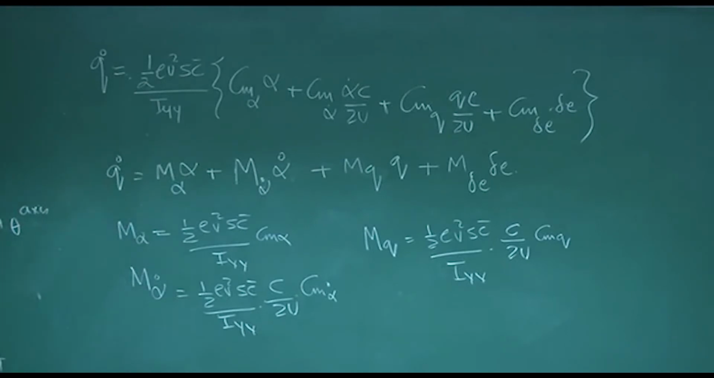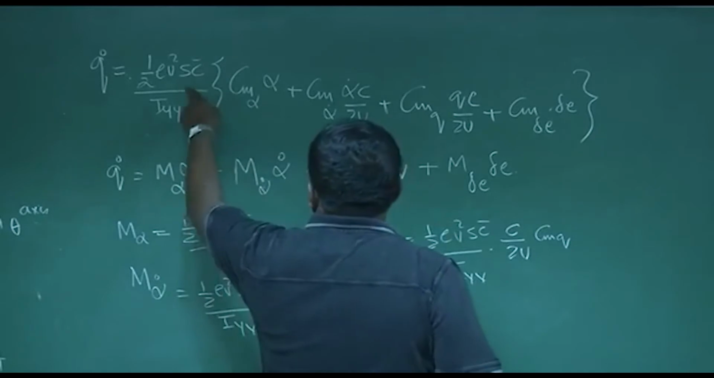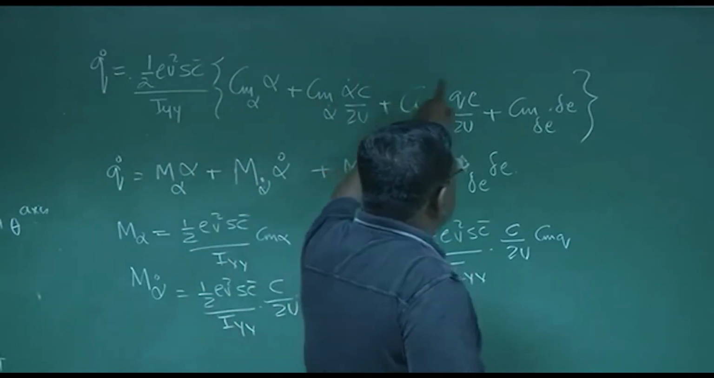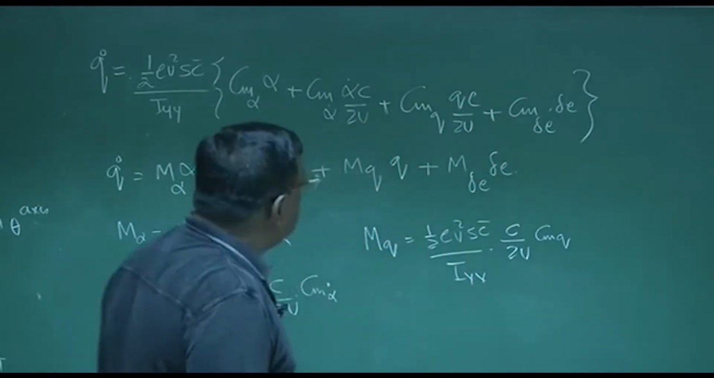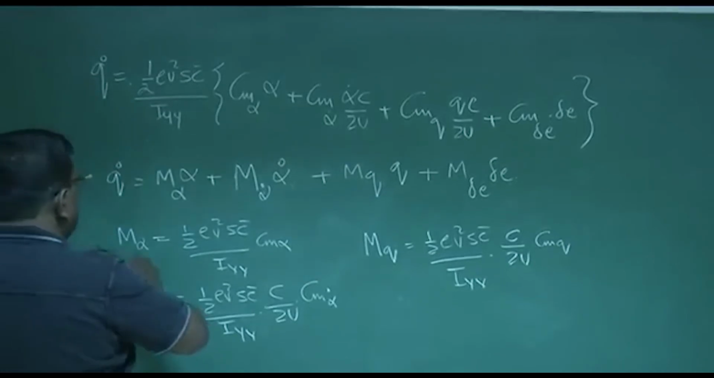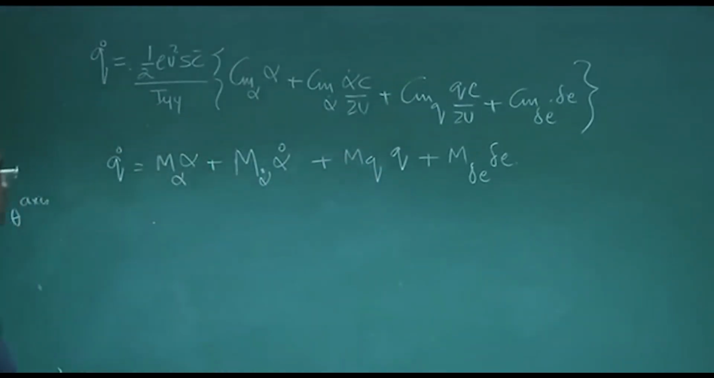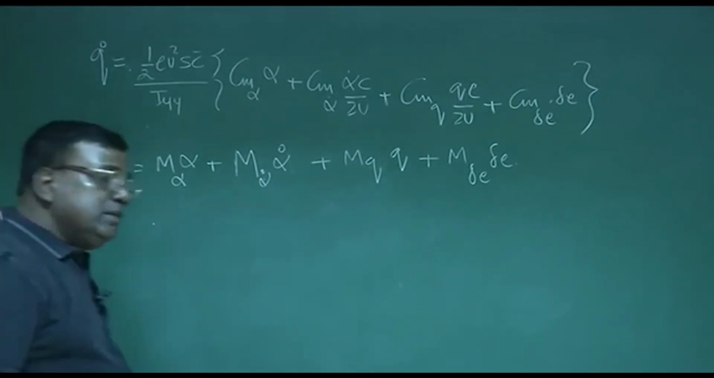So it is very easy now for you to know what is m delta E. M delta E is nothing but half rho v square S c bar by Iyy into Cm delta E. Right? So you allow me to write this q dot as this, where m alpha, m alpha dot, mq and m delta E are referred to as dimensional derivatives.